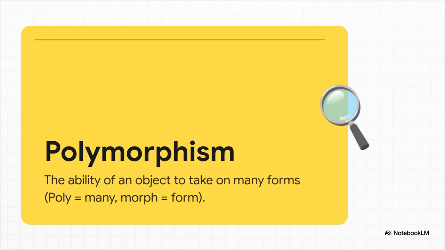And that brings us to our final superpower, polymorphism. It's a fancy word that literally just means many forms. What it means for us is that different objects can respond to the exact same command, but in their own unique way. So if we had a command called make sound, a dog object would bark, but a cat object would meow. Same command, totally different, but appropriate results.